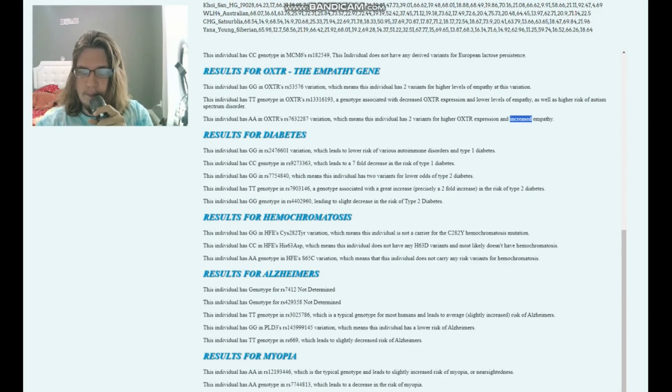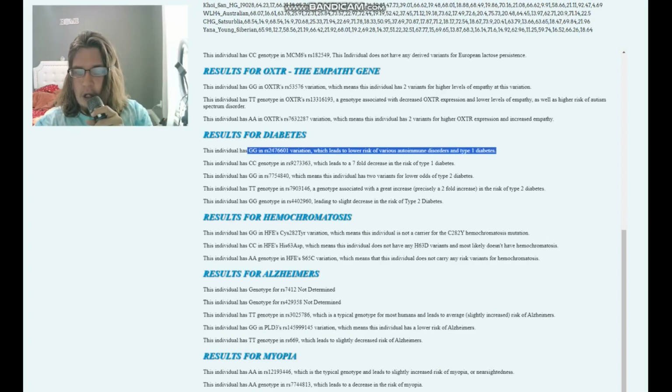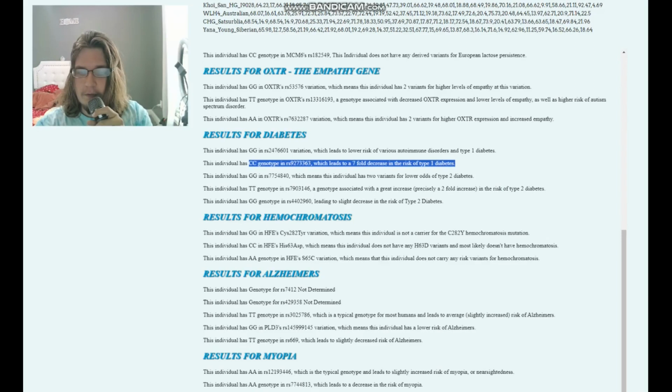That's probably the case. So when it comes to diabetes, she's got this genotype in this variation, which leads to lower risk of type 1 diabetes. CC genotype here, which leads to 7-fold decrease in the risk of type 1 diabetes. Definitely did not have type 1 diabetes, just on the basis of this genotype alone. GG in this variation, which means lower odds of type 2 diabetes. TT genotype here, which means a great increase, precisely a 2-fold increase in the risk of type 2 diabetes.